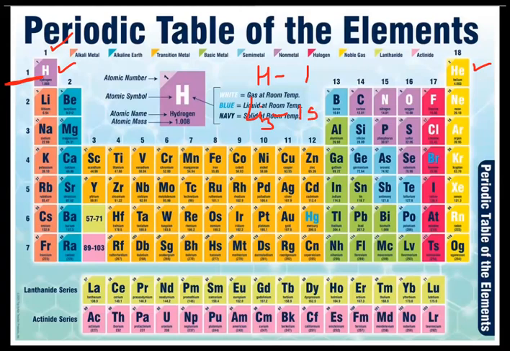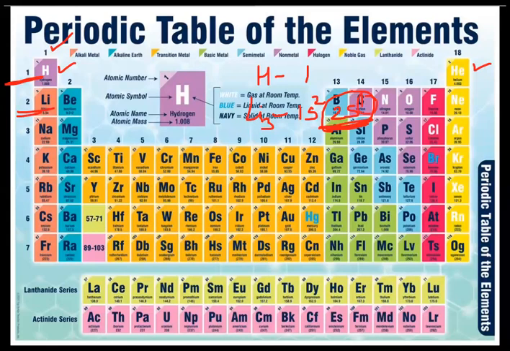1s2 and then 2s1. Okay, so which one is the valence shell? This one is the valence shell. So based on the valence shell, I can place the element in the periodic table. In this case, which one is the valence shell? The second period. Therefore the element belongs to the second period. How many valence electrons does it have? 1, and therefore it is placed in group 1.